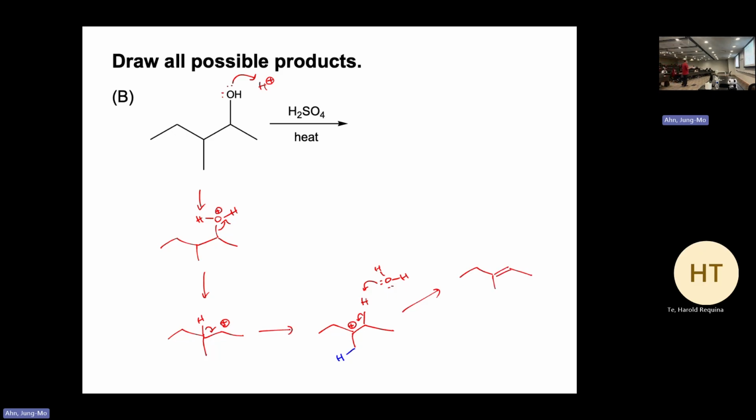If the base, which is water, can pick up the hydrogen on this carbon, you're going to have a double bond there, which makes it 1, 2, 3, 1, 2, 3, trisubstituted double bond. If the hydrogen on the less substituted side, the methyl group, is taken off by the base, then you're going to have a double bond right there. This is just a 1,2-disubstituted double bond. So you can imagine this is the major product compared to the other one.